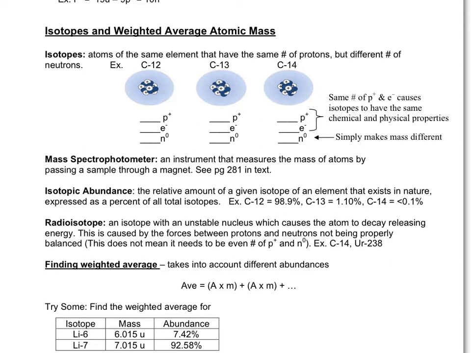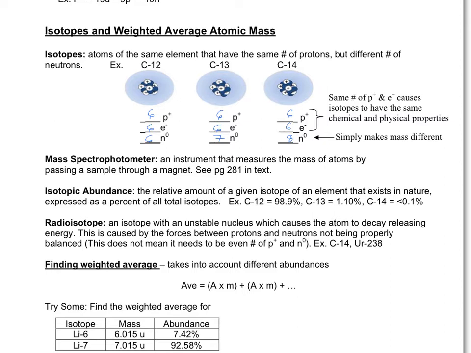Here are some examples for carbon. Carbon 12, 13, and 14. Those numbers indicate how much the atom weighs. Pause the video here and figure out how many protons, electrons, and neutrons are in each isotope of carbon. Here are the answers. Notice that the number of protons and electrons for each of the carbon isotopes are exactly the same. They're all 6. But what makes them different is the number of neutrons.